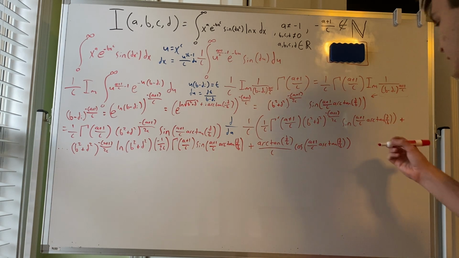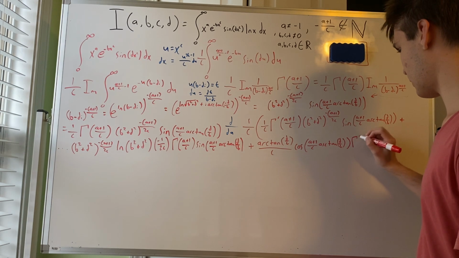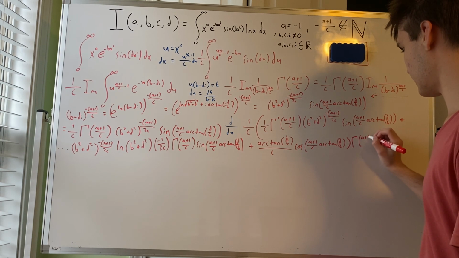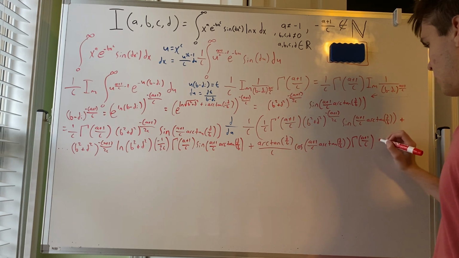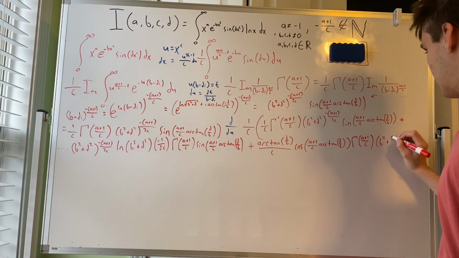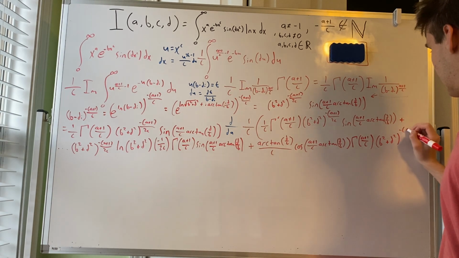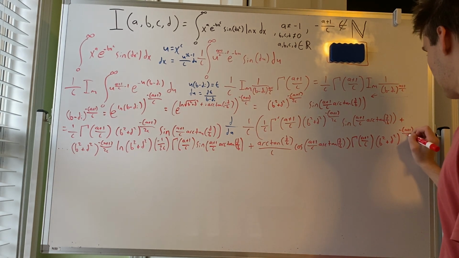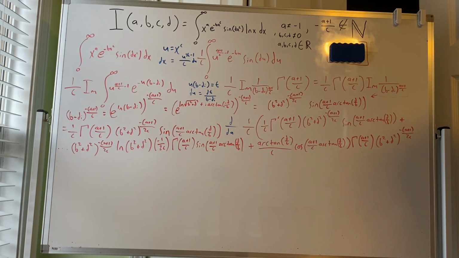And then we keep everything else the same. So we'll have gamma a plus 1 over c, and write this b squared plus d squared to this power. Okay, and that should be our entire expression. 1 over c is multiplied by all of that. So that's our closed parentheses.